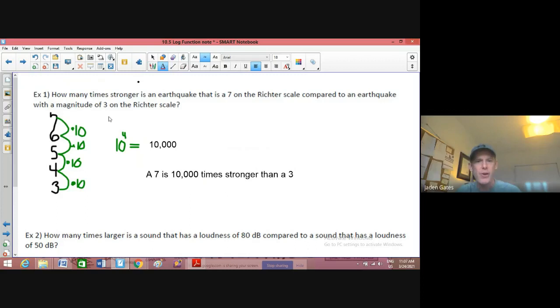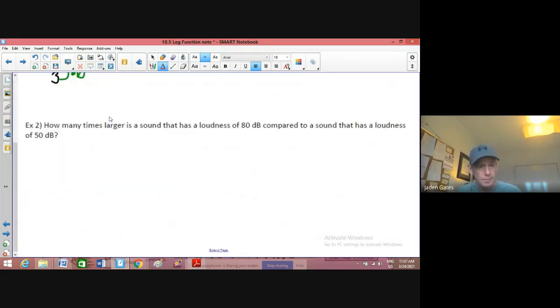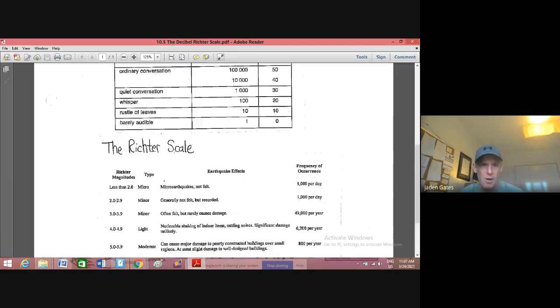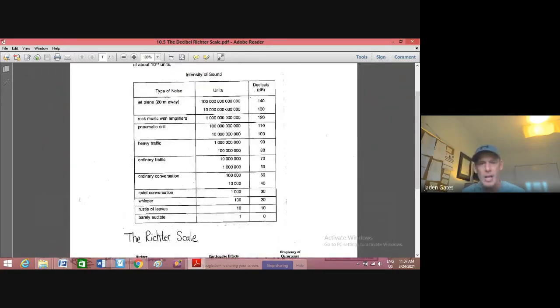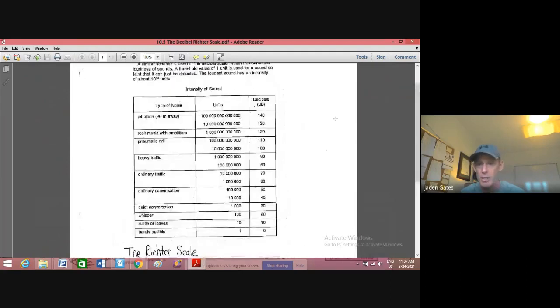Now we also have another logarithmic scale, and that is when we talk about sound. Example 2 here is how many times larger is a sound that has a loudness of 80 dBs, for those of you, it's decibels, compared to a sound that has a loudness of 50 decibels. All right, so again, I'm going to go to my scale here, and let's go up. And so here is the decibel scale.